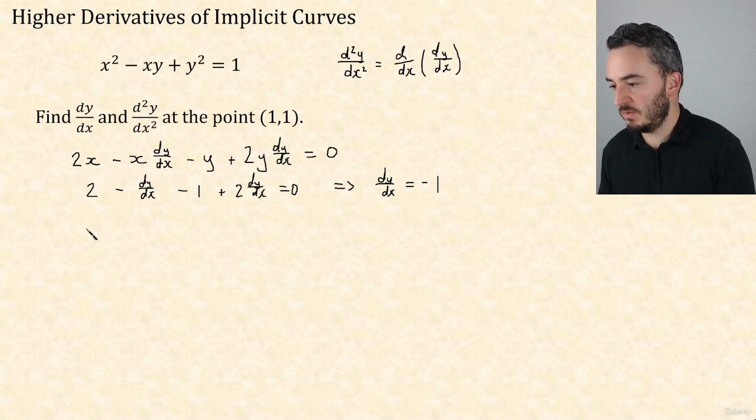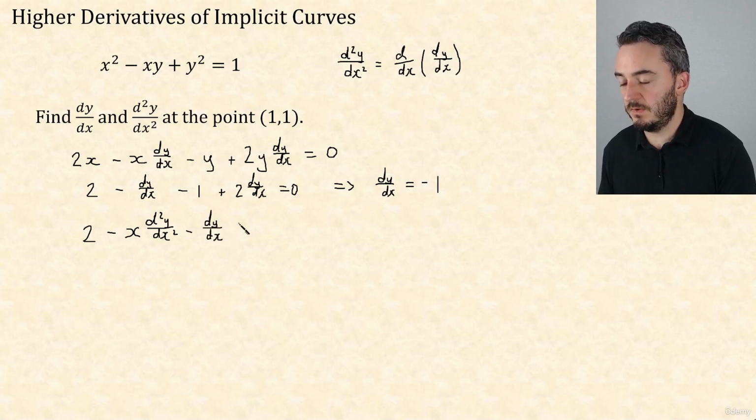So differentiating this one, we get 2. Now we've got the product rule here, so u, v. So it's u, v dash. So the derivative of dy by dx is d2y by dx squared. And then u dash v, so u dash is minus 1, v is dy by dx. Now the derivative of y is just dy by dx.